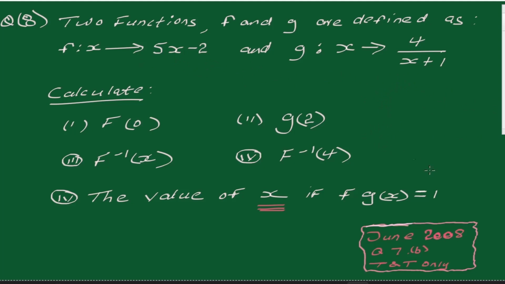This question was taken from the June 2008 question 7 part B. Again, it was taken from the T&T past paper only. Remember, in 2008, we had two separate papers. One paper was for the Caribbean and one paper was for Trinidad and Tobago only, because there was some discrepancy in the 2008 past paper. So in that year, you had two separate past papers. So look out for that.